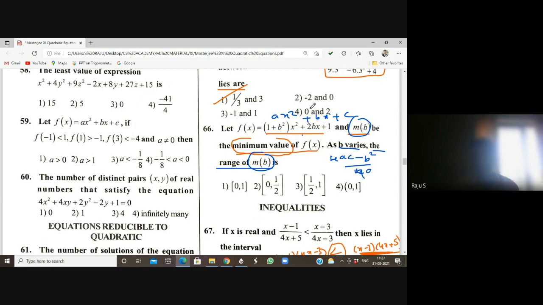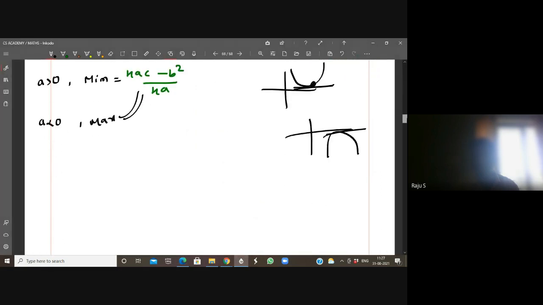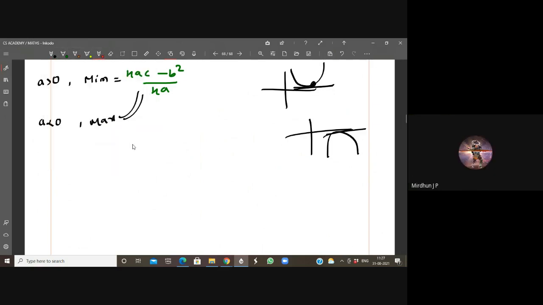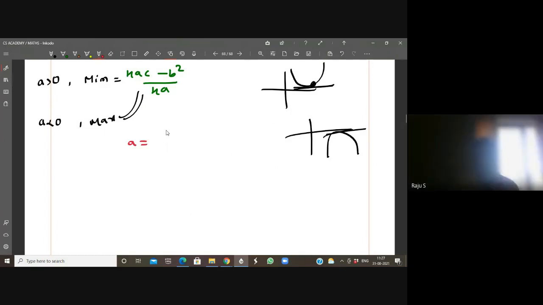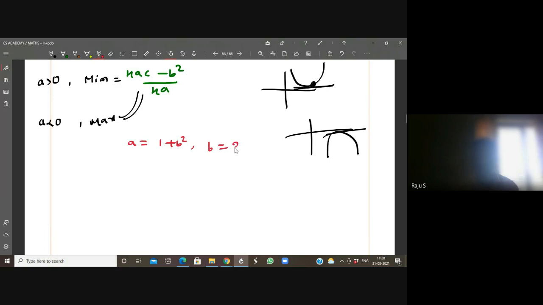Yeah, all of you find. What is the a value? 1 plus b square. What is the b value? 2b. What is the c value? 1. Got it, students? Sir, we are getting the minimum value as 4 by 4 plus 4b square. 4 gets cancelled then. Sir, no, sir. We are getting the denominator 4 plus 4b square, sir. We can take 4 common. Okay. Are you sure, all of you students?